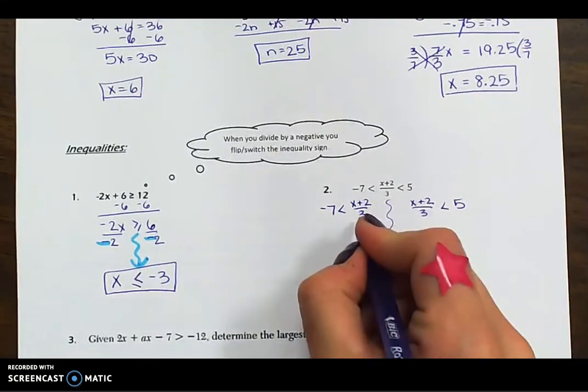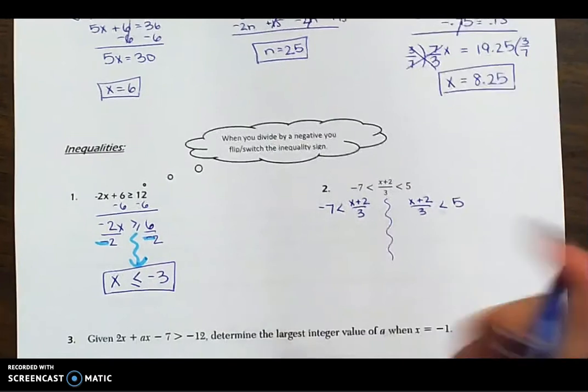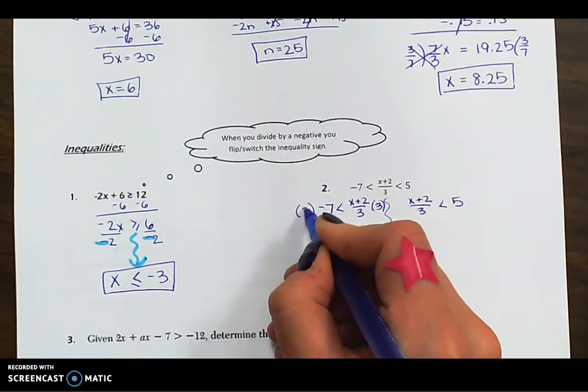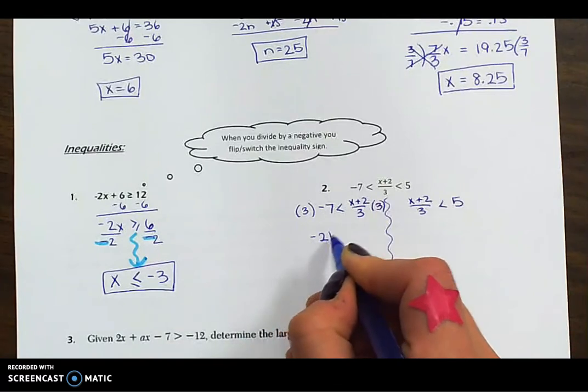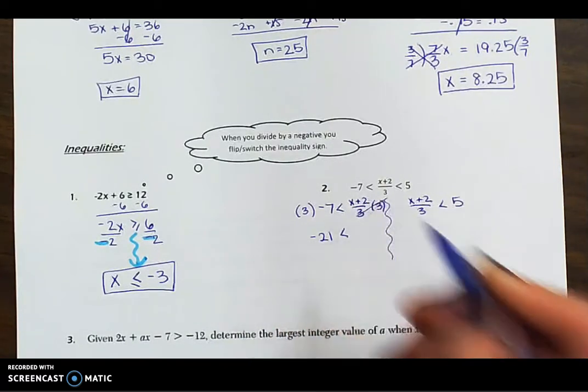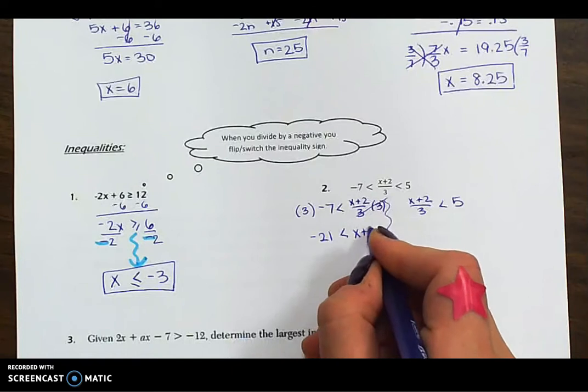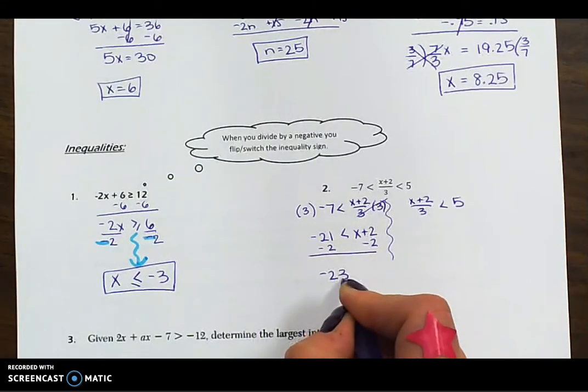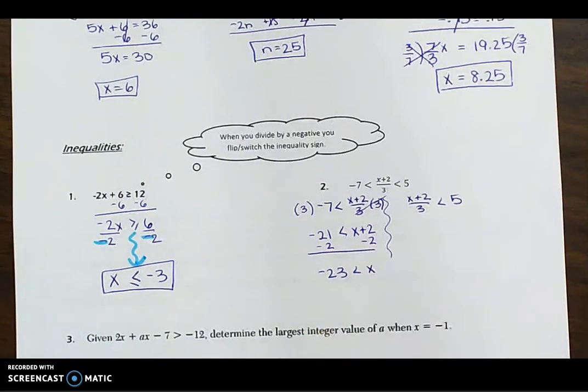All right, so now we're going to solve. The first thing we have to do is get rid of that 3 on the bottom of the fraction. So I'm going to multiply both sides by 3. So I'm going to get -21 is less than, those 3's cancel, x + 2. Then we subtract 2. So -23 is less than x.